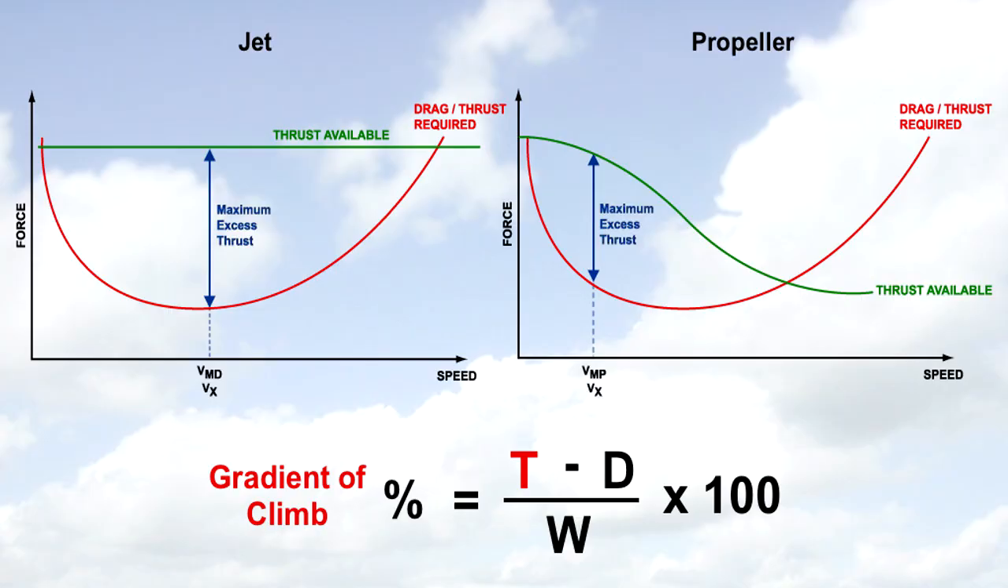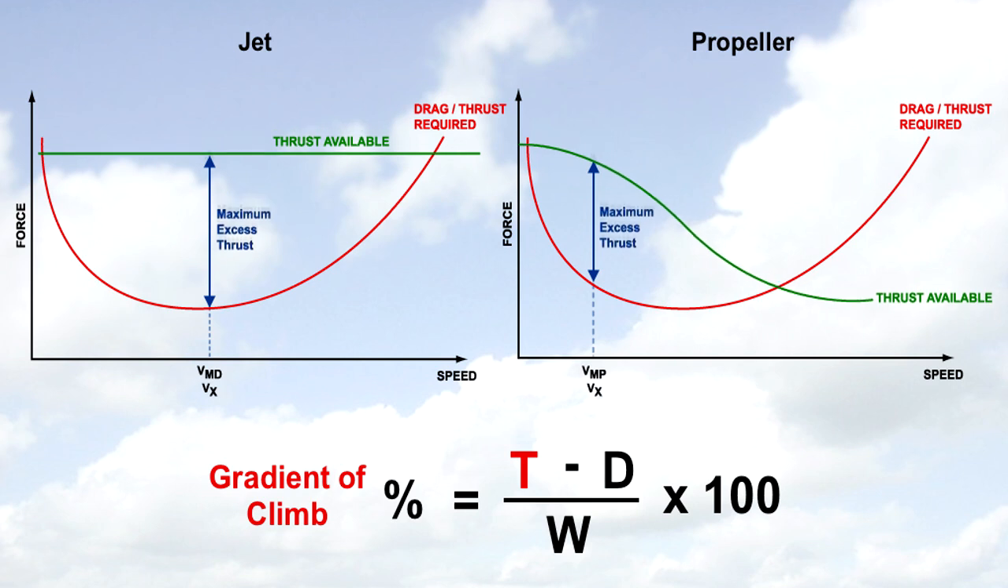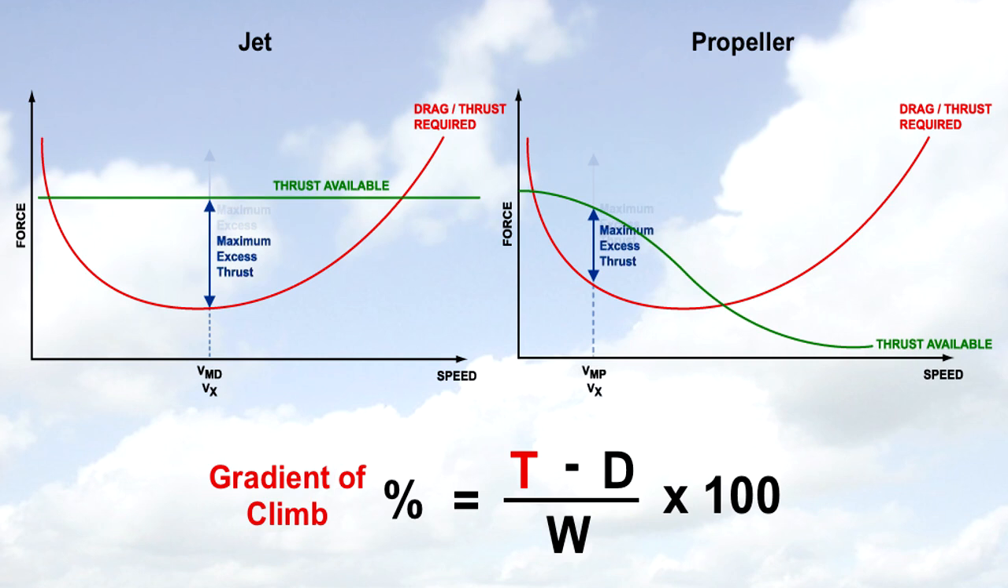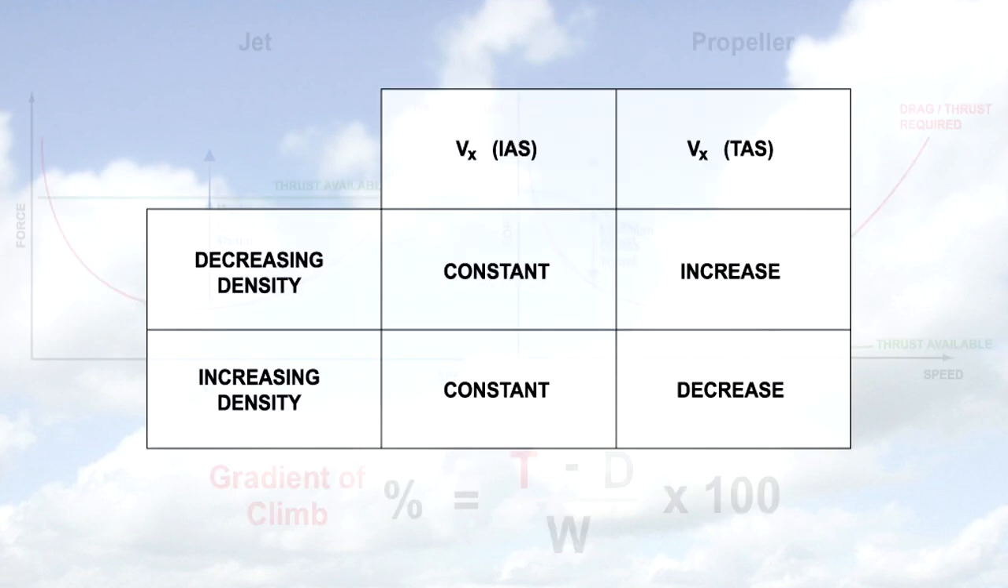Returning to the excess thrust graphs for the propeller and jet aeroplane, it's now possible to see the effect of decreasing density. Decreasing density will reduce the thrust, and therefore cause both thrust curves to move downwards. Notice that the excess thrust continually decreases, and therefore the angle of climb continually decreases. An important point to note is that Vx remains constant with changes in density. However, you will recall that when density decreased, true speeds increased. So, although the speed Vx is constant with decreasing density, the true airspeed for Vx will, of course, increase.